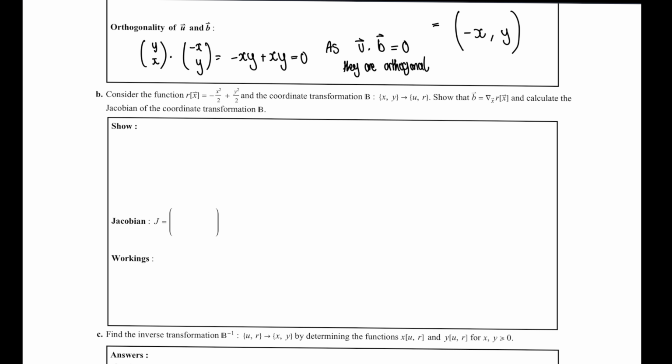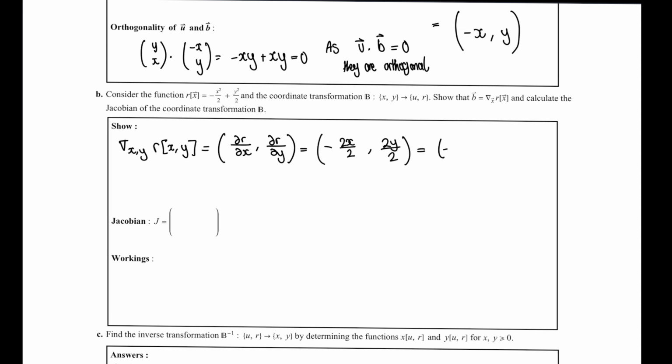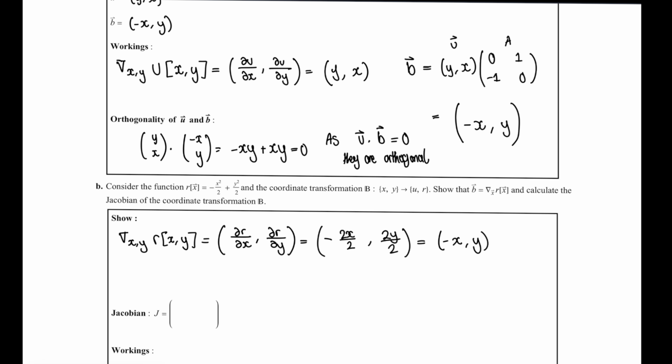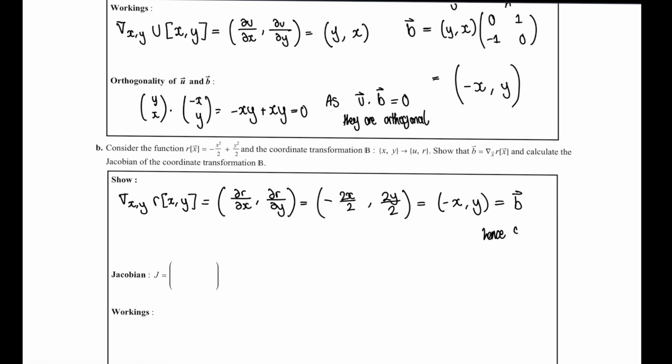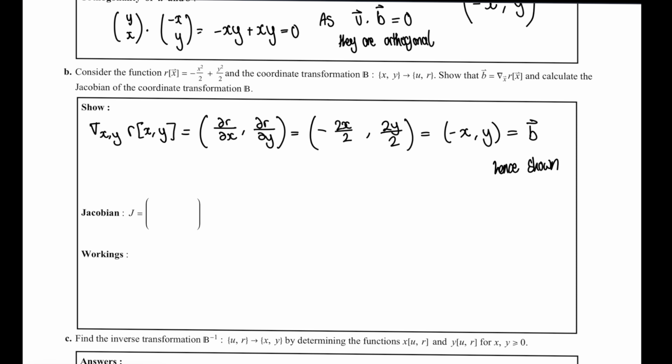so in order to do this, we need to work out the gradient of this function r, which is a function of x and y. To do that, just like before, we're going to take partial derivatives with respect to x and y. So that gives us minus 2x over 2, and then 2y over 2. And this is equal to minus x comma y, and minus x comma y was b. And it's shown.